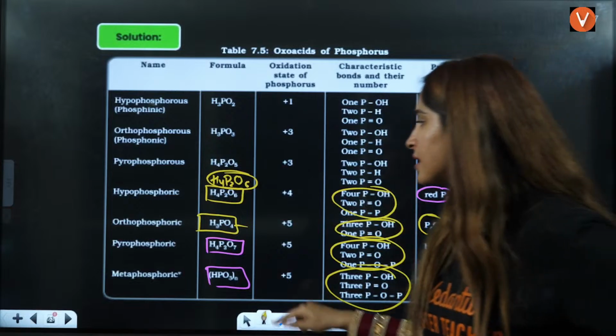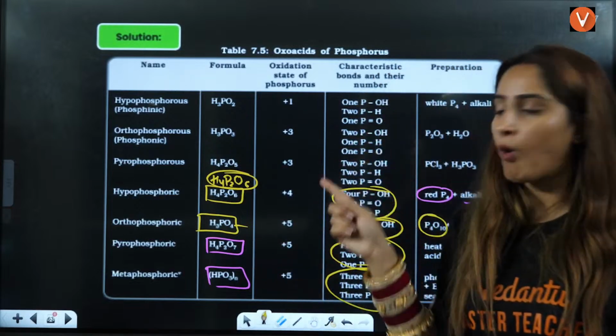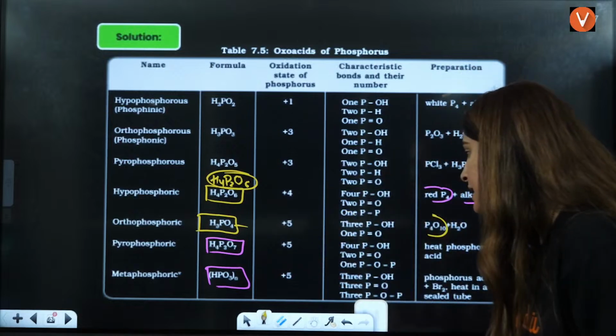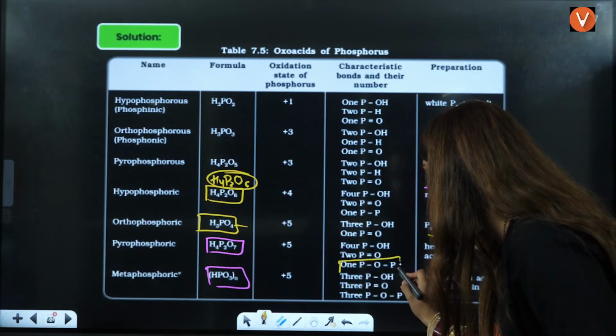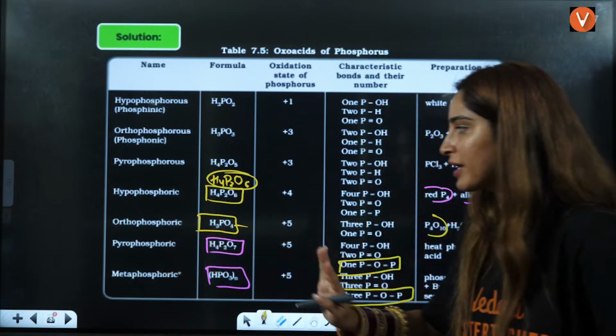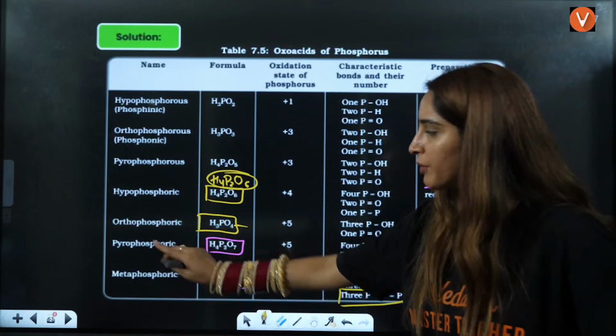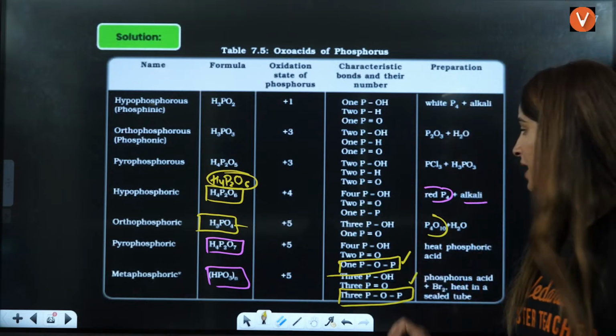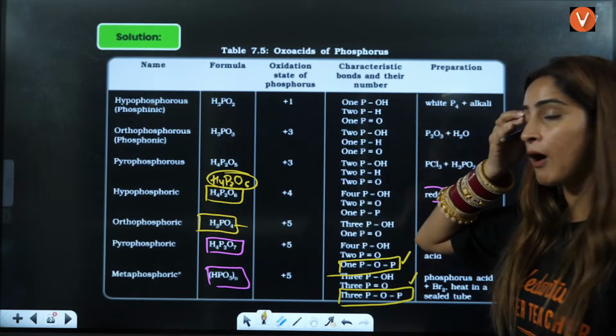In some cases, you have a P-O-P bond also. Like here, you have a P-O-P bond. If you see this structure, P-O-P, okay? This structure, it is a polymer of pyrophosphoric acid. Metaphosphoric acid is a polymer of pyrophosphoric acid. This has P-O-P, this has P-O-P. Rest of the compounds do not have P-O-P.